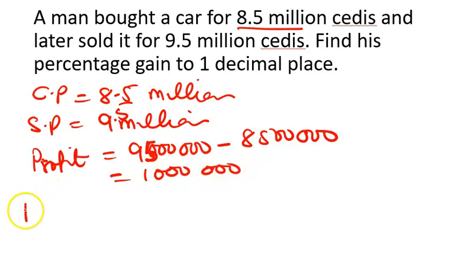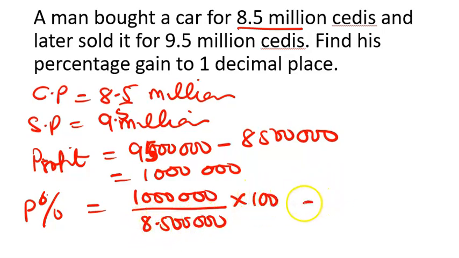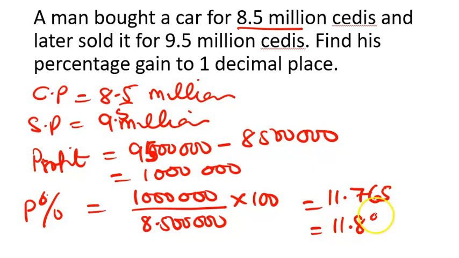Now, if you want the profit percent, that means the profit, that is 1 million over the cost price, 8.5 million times 100%. And when we evaluate, we're asked to correct to one decimal place. Let's find this one first, 11.6765. So in one decimal place, we are getting 11.8%. That's very simple. Now let's solve other questions.